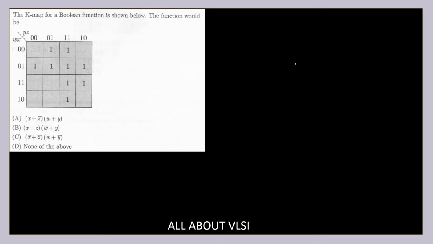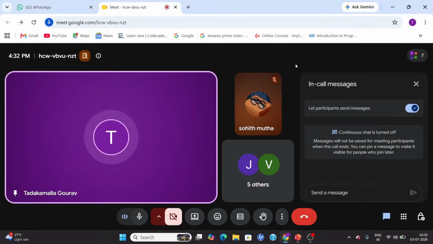The K-map for a Boolean function is shown below. It's a simple question. You can take your time and try this out. Let's see who can do this. Your time starts now. You can take 5 minutes and do this.